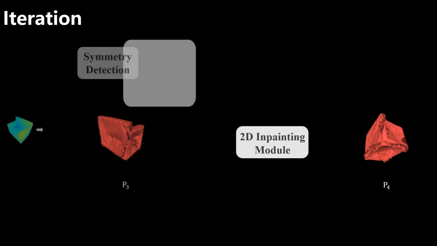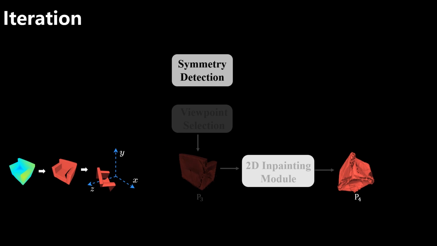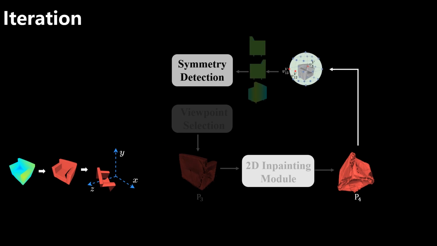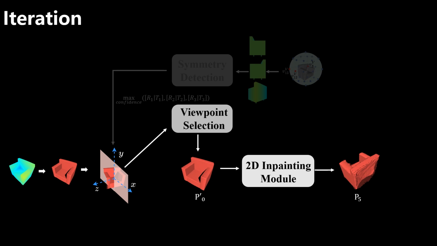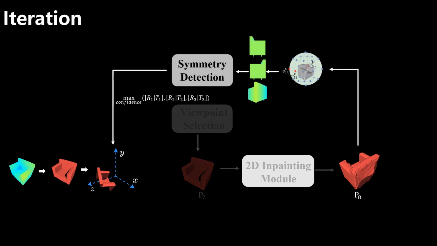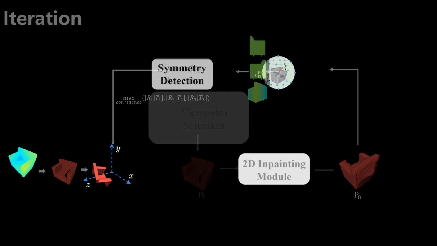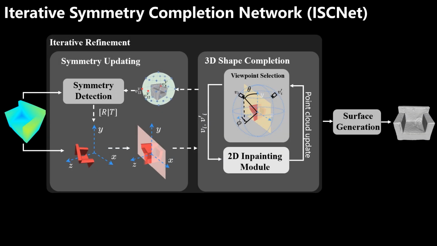We argue that P4 is relatively complete, and therefore we re-perform the symmetry plane prediction on it to obtain a more accurate result. We reset the point cloud to its initial state and align it with the re-estimated symmetry plane to obtain P'0. Again, after 4 more iterations, we re-estimate the symmetry plane for P8. And so it goes until we finally get P20. Combining the above steps in a single graph gives the pipeline of the proposed ISC-net. With the Poisson surface reconstruction algorithm, the object mesh model is finally reconstructed from the input depth map.